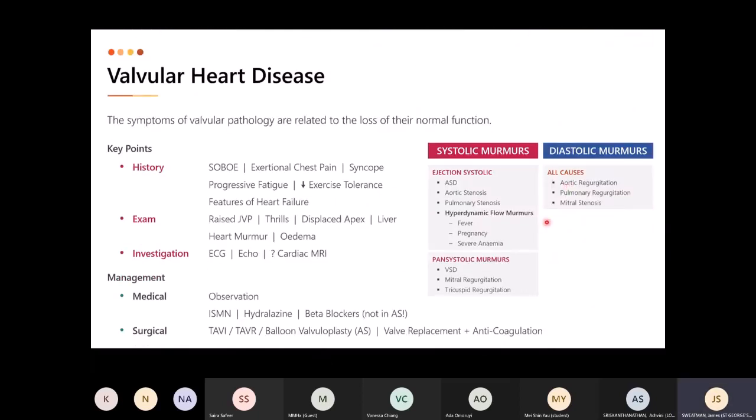And I won't go through this because you guys hopefully know all this, and you can go through it in your own time. But the management of valvular heart disease can be medical or it can be surgical, and is often dependent on how severe it is and how symptomatic it is. So if it's very severe or they're very symptomatic, you normally go for a surgical replacement. For things like a TAVI or a TAVR. So that's a valve implantation, valve replacement.